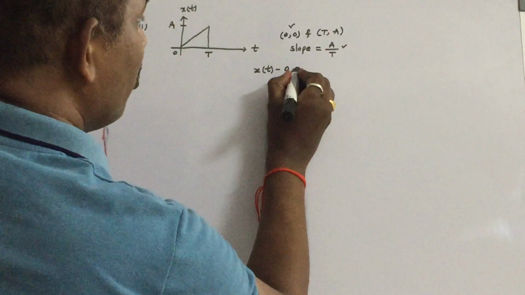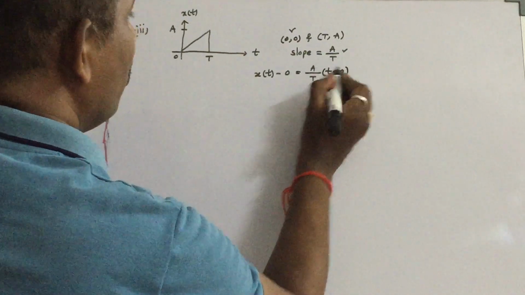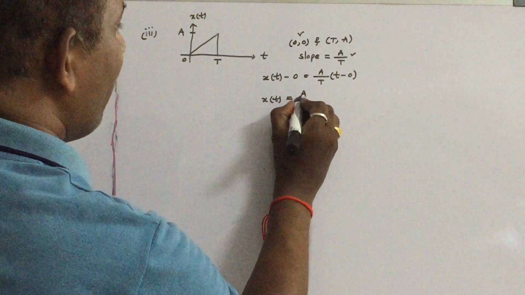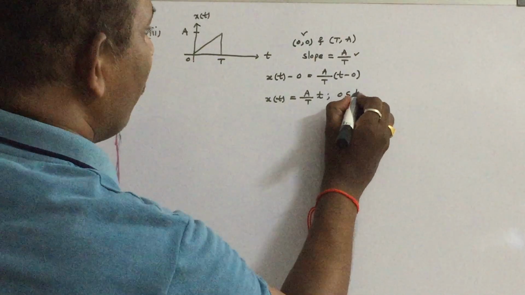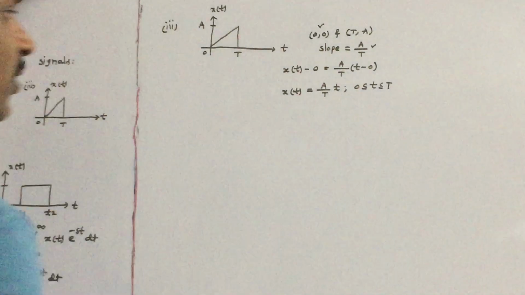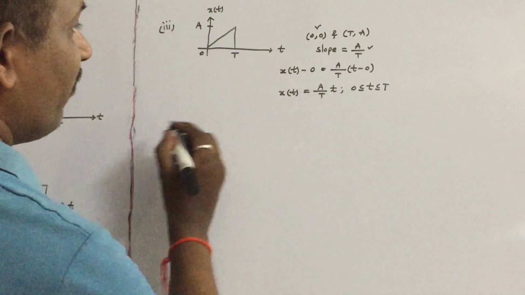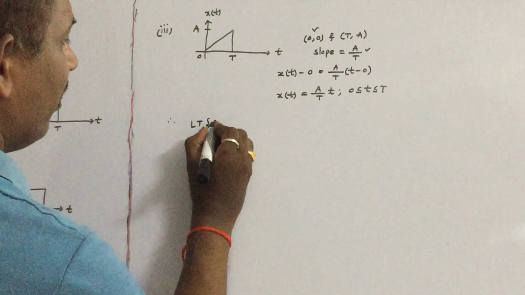x of t minus 0 is equal to A by T into t minus 0. So which will come out as x of t is equal to A by T into t in the interval 0 less than or equal to t less than or equal to T. So this is the given signal equation. Now very simple, let us substitute in the Laplace transform definition x of t.